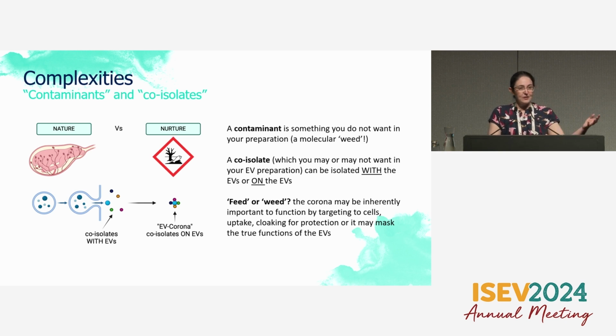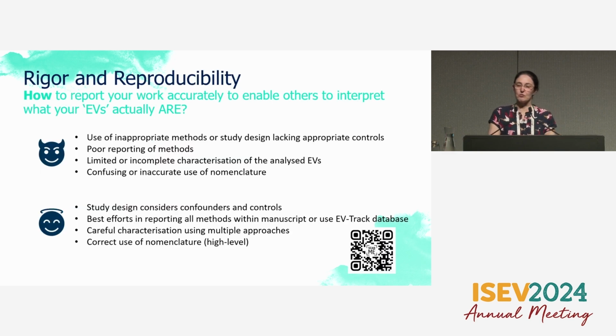Also, the idea of the feed or the weed, something good or something that you don't want, may actually be inherently important to the function of the EVs. They may be involved in the targeting, they may be involved in therapeutic function, cloaking for protection from the immune system, or unfortunately, there are many papers showing that these coronas, these co-isolates, can also mask the true effects of the EVs. So, how do we report our work accurately to enable others to interpret what the EVs actually are?